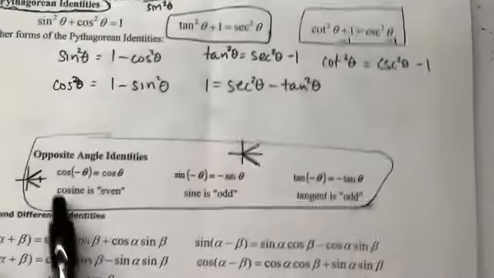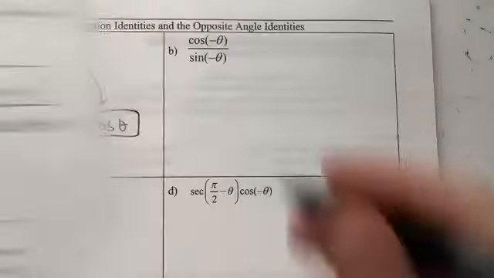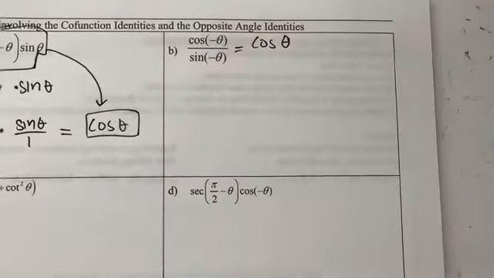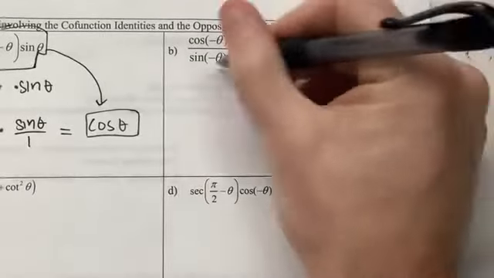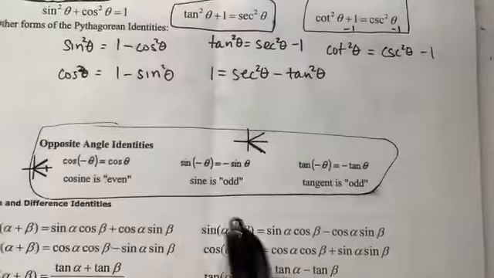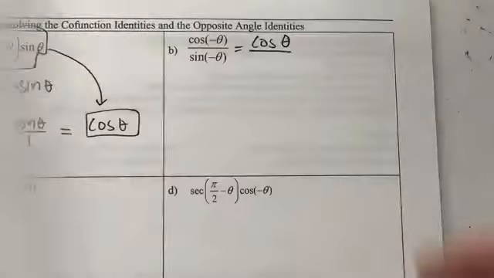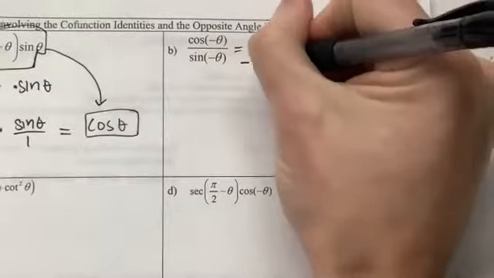So cosine of negative theta, you could just turn that into cosine of theta. So the negative basically is irrelevant with cosine. So that doesn't make a difference. But the sine of negative theta is not just sine of theta. It's not that simple. The sine of a negative angle is the opposite of the sine of the positive angle. So this would be negative sine of theta.